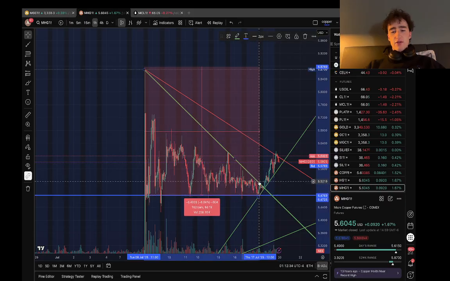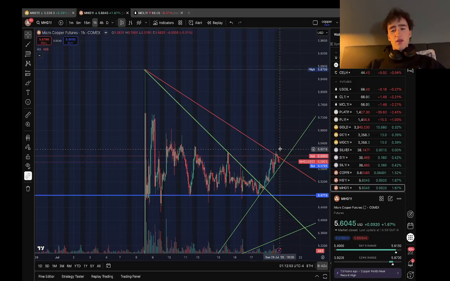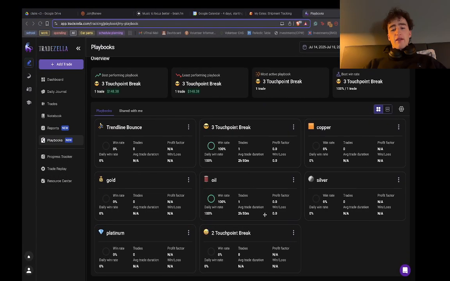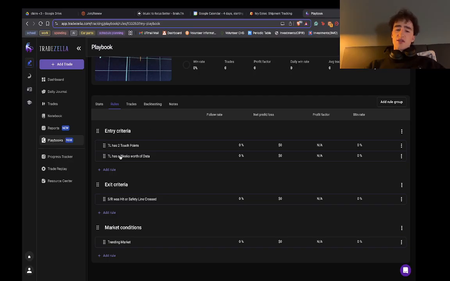I actually missed this one the other day. There's 9 days on this. I would have entered here, stop loss would have been down here, and I would still be holding all the way up here. I might have exited here because it is support and resistance, so that would have been a 1.5% trade, so fairly good. But still, the biggest thing is just waiting for the right entries and waiting for it to go well. 2 touch point, very similar, just 2 touch points instead of 3, and it works very well.